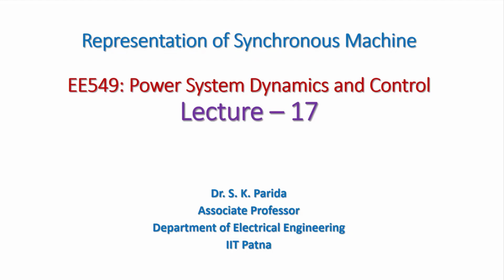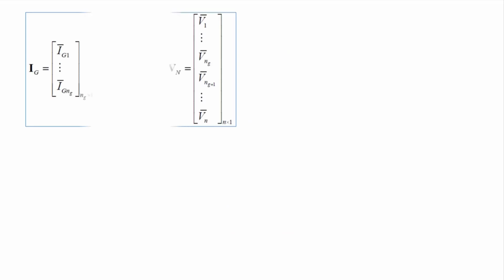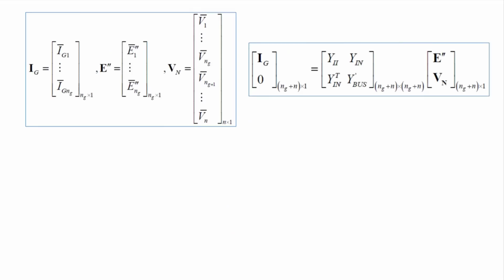In the last class, we discussed the representation of machines: with a constant impedance load, how we can form the reduced Y-bus matrix, and how we can transform the DQ parameters to the common frame of reference. All these things we have discussed, and we finally got the reduced Y-bus matrix where the size of the Y-bus was Ng by Ng, right? Already we have seen this. This is what we derived in the last class.